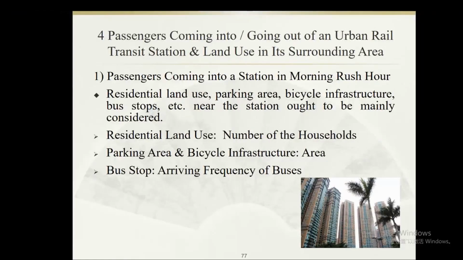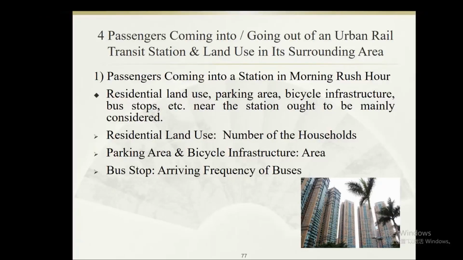Okay, in morning rush hour, where are people from around this station? Okay, in other words, what kind of land use types? What kinds of land should I watch out for, should I focus on, to forecast the number of passengers who are coming into my station? Okay. We need to focus on the residential land use around the station, parking area around the station, bicycle infrastructure around the station, bus stops around the station.